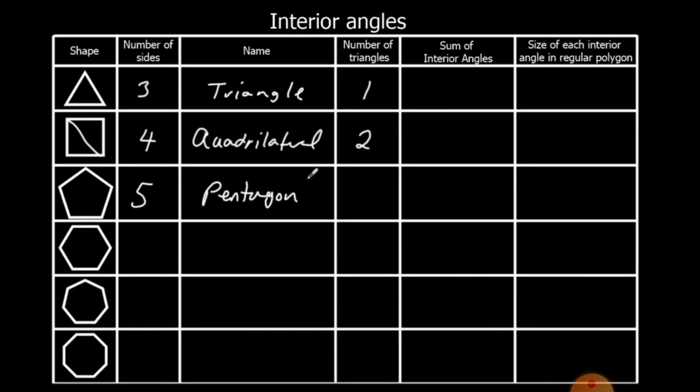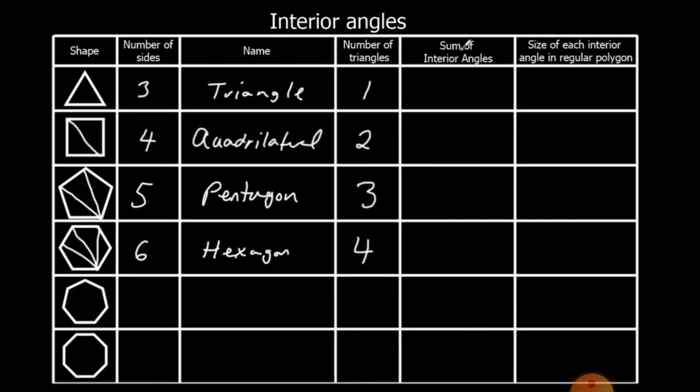For pentagon, that's 5 sides. Then number of diagonals is 2. Since we have 2 diagonals, we can form 3 triangles. That's the number of triangles, 3, for the pentagon. For hexagon with 6 sides, number of diagonals, we have 3. So the number of triangles is 4.